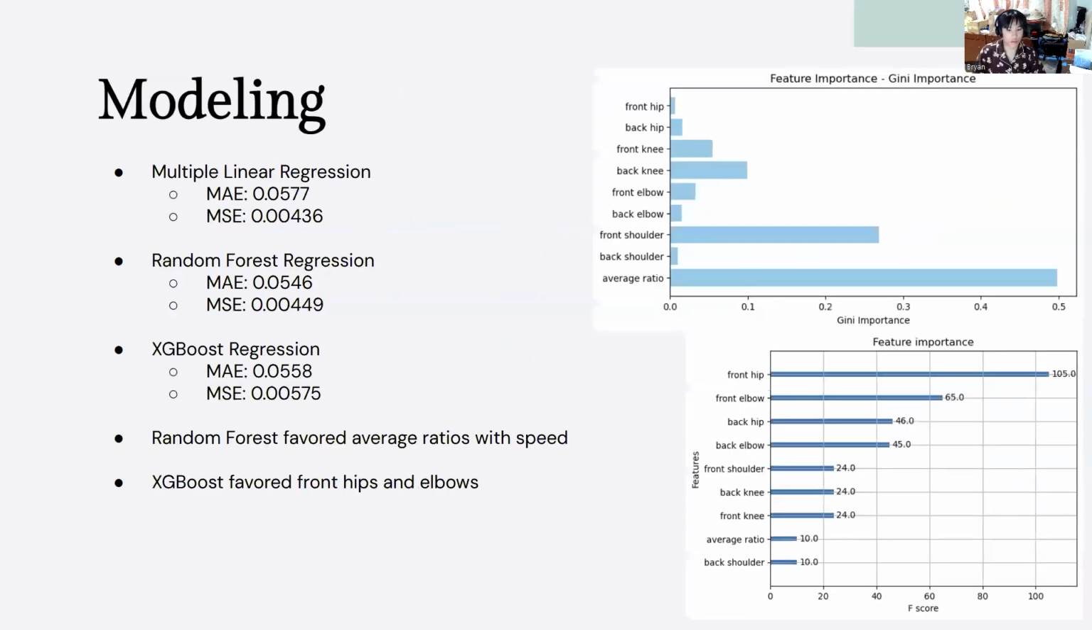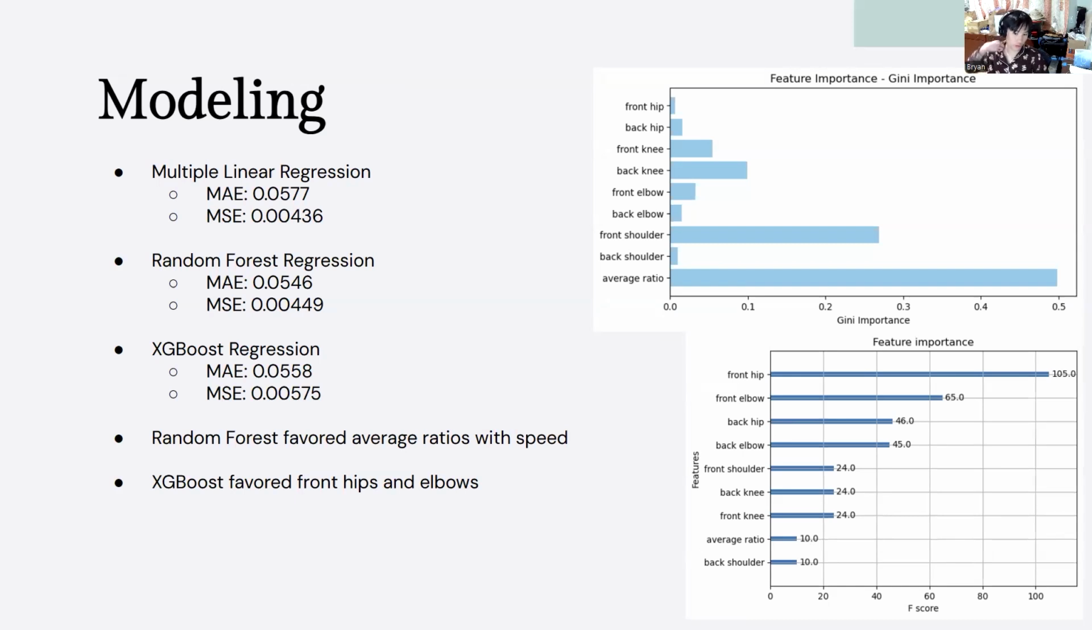We then compared the limb angles and ground to air ratios to the average split times of high school athletes with multiple models: multiple linear regression, random forest regression, and XGBoost regression. Using the mean absolute errors and mean squared errors of all the models, we found that the random forest model was the most accurate in determining what factors affected sprint speed the most.